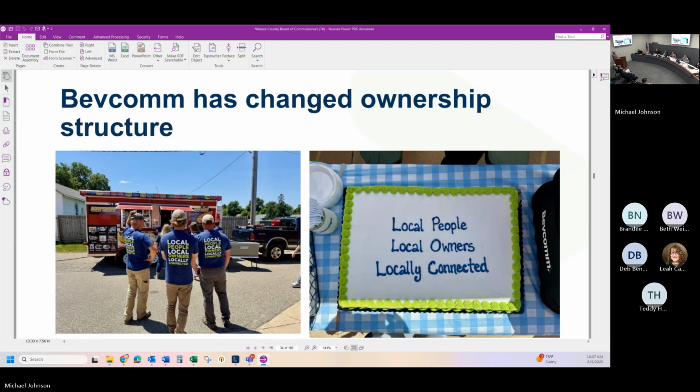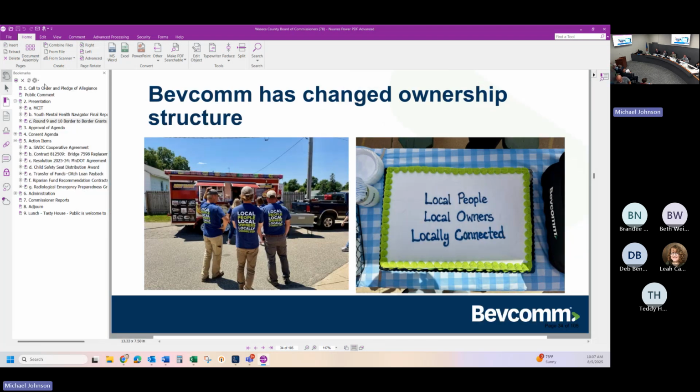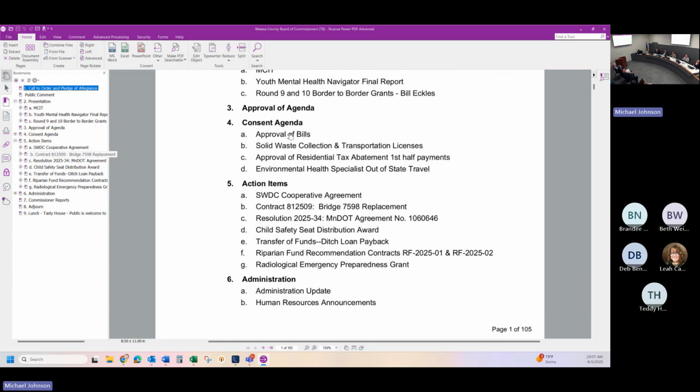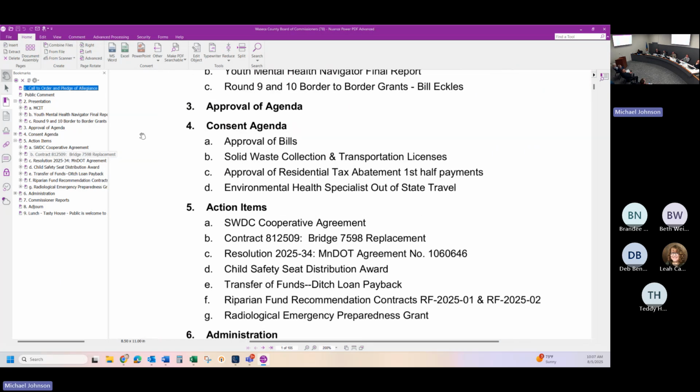Well, thank you very much. Thanks. We'll move on to the approval of agenda. Any additions or changes to the agenda? Commissioner Carlson? No, sir, Mr. Chair.